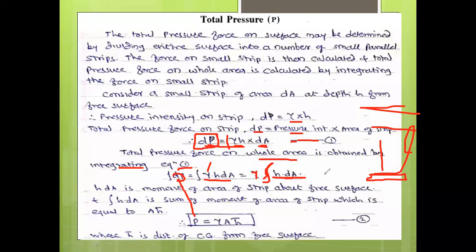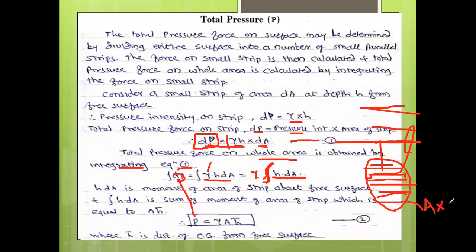Okay, now when I am doing the integration of it, it is the moment of area of all the strips, that we can say it is the moment of area of the entire vertical surface about the surface of the liquid. Okay, so instead of this integration h dA, I can write the moment of whole area. What is the whole area? It is capital A, the whole area.